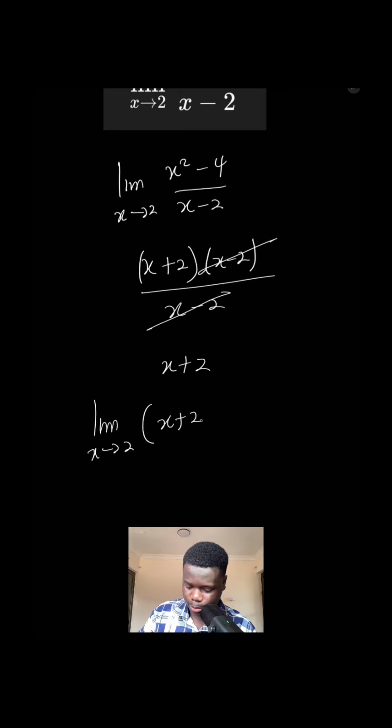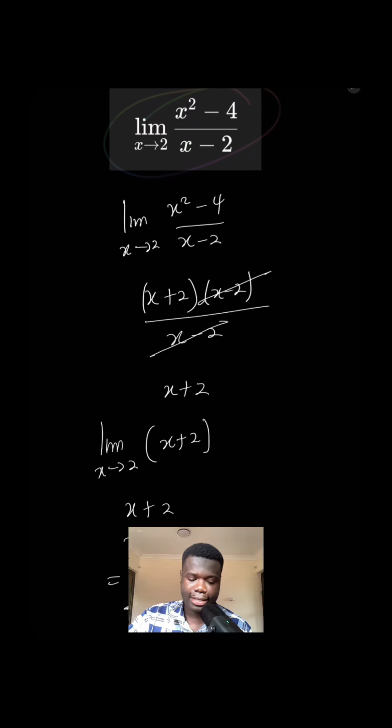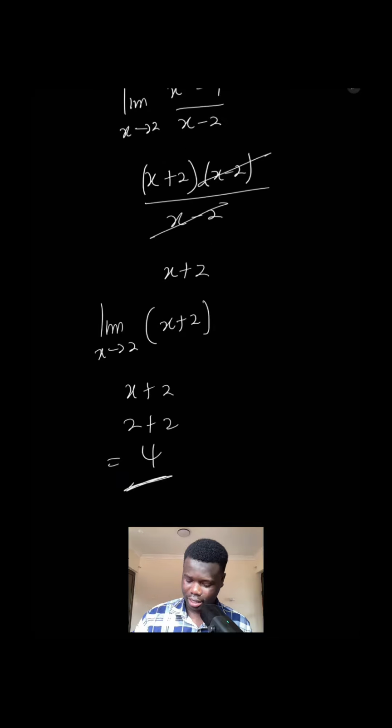Since this is now very simple, we can find the limit as x approaches 2 of x plus 2. Now we can just replace x with 2, and that's 2 plus 2, which is equal to 4. So the limit as x approaches 2 of x squared minus 4 all over x minus 2 is 4.